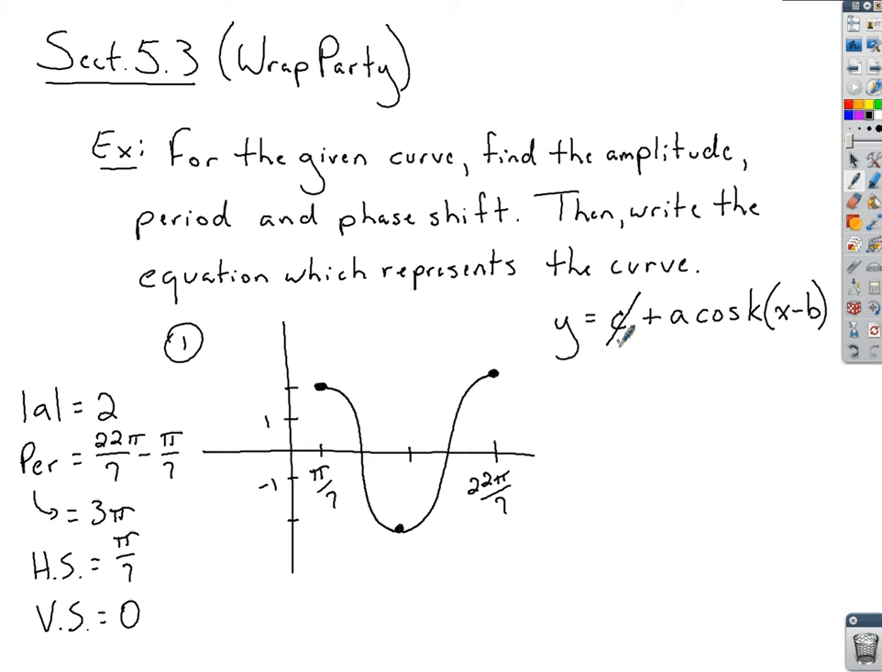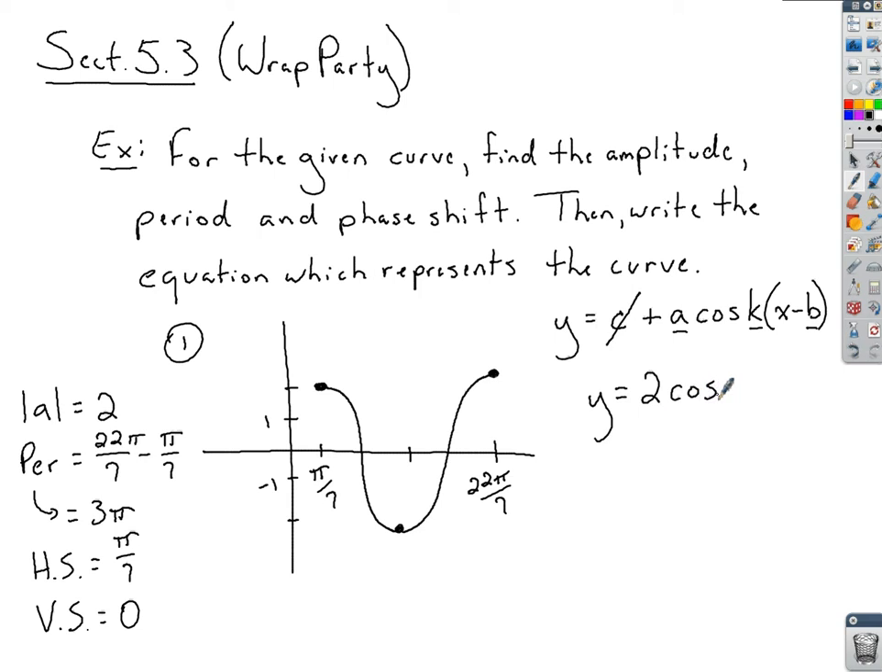So what we have to fill in is the a, the k, and the b. And the nice thing is if we've gone through and found amplitude, period, horizontal shift, and vertical shift, we've pretty much got all the stuff we need to find those values a, k, and b. So filling in what we know, we've got y equals. The a value here would be 2.